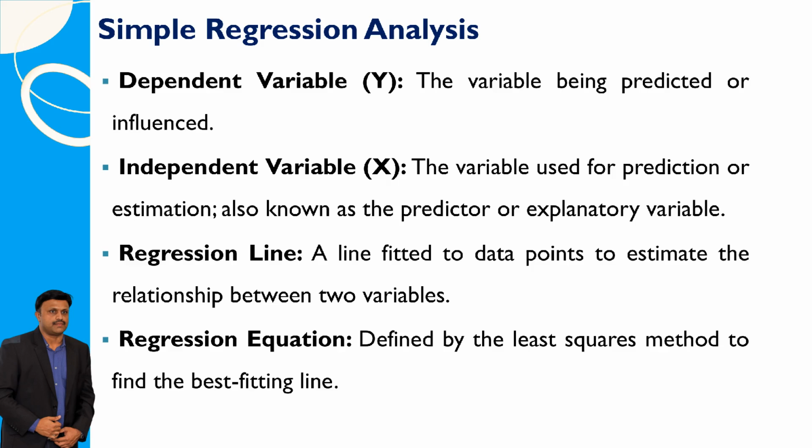In regression analysis, the dependent variable, y, is the one being predicted or influenced, while the independent variable, x, is used for prediction or estimation, also known as the predictor or explanatory variable. The regression line is a line fitted to data points to estimate the relationship between these variables, and the regression equation is determined using the least squares method to identify the best fitting line.